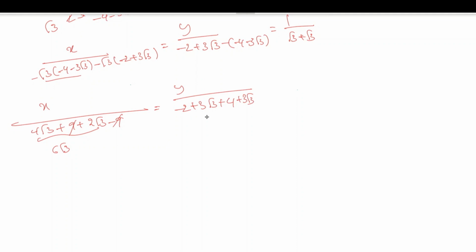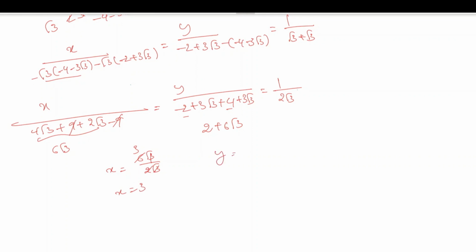So if we simplify this further, 4 minus 2 is 2. 3 root 3 plus 3 root 3 is 6 root 3 here, equal to 1 upon root 3 plus root 3 is 2 root 3. So x is equal to 6 root 3 upon 2 root 3. Now these two will get cancelled and here it's 3 times. So x is equal to 3.